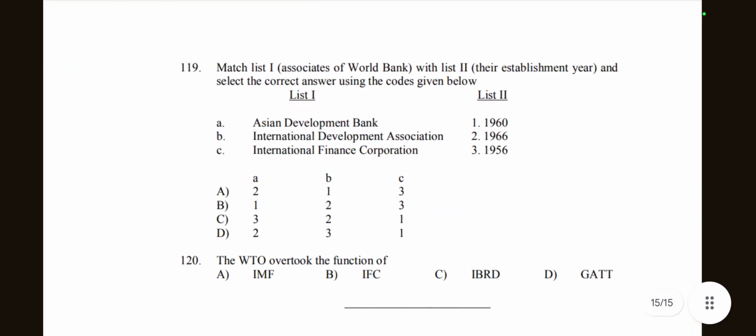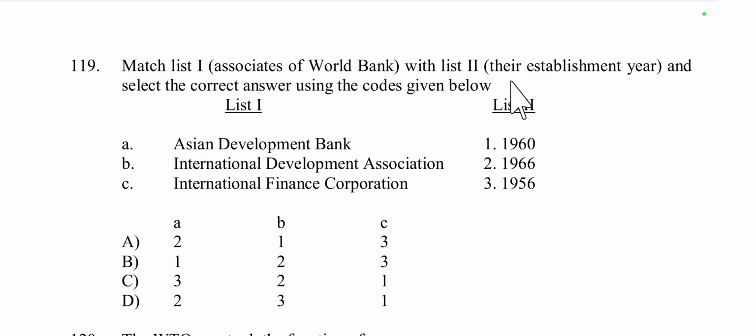Then question number 119, match List 1, associates of the World Bank, and List 2, their establishment year. Asian Development Bank was established in 1966. Then IDA, International Development Association, is a part of World Bank and was established in 1960. And International Finance Corporation, IFC, is also a World Bank constituent, founded in 1956. Asian Development Bank, though not a part of the World Bank Group, is often considered an associate in the broader development context. The World Trade Organization was established in 1995 and replaced the General Agreement on Tariffs and Trade. So 2, 1, 3 in option number A. So here A is the right answer.